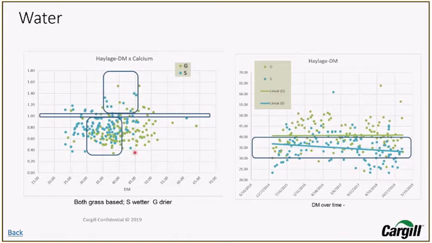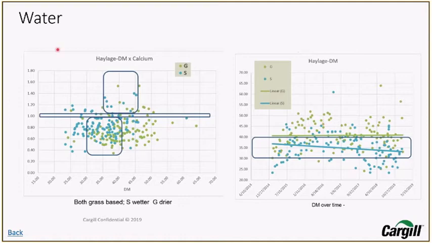So right away you can see these 2 farms, G and S, produce haylage that's almost identical in terms of its calcium level, but G is much drier than S. So these 2 farms have the same basic resources, same equipment, same type of workforce, and this is just a difference in the way they manage their crops.